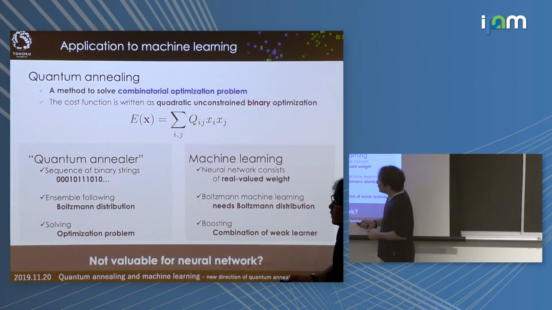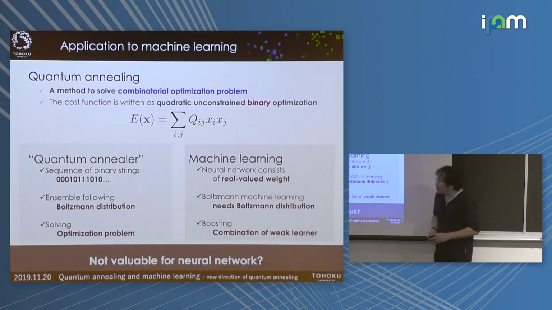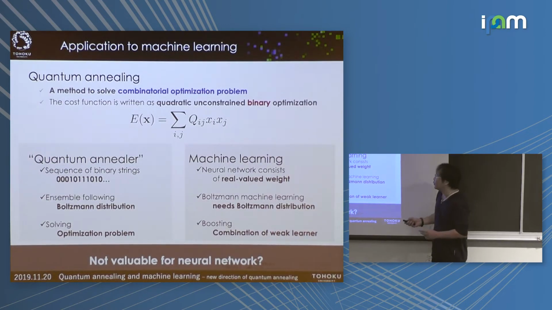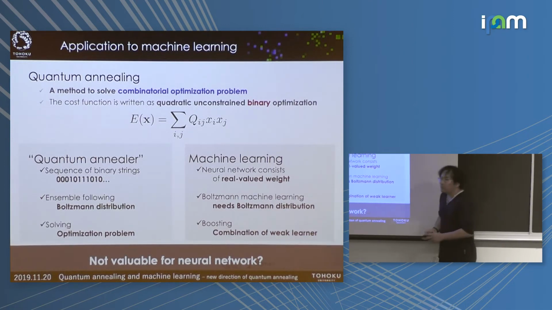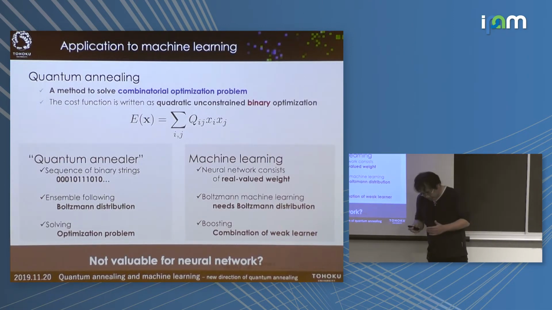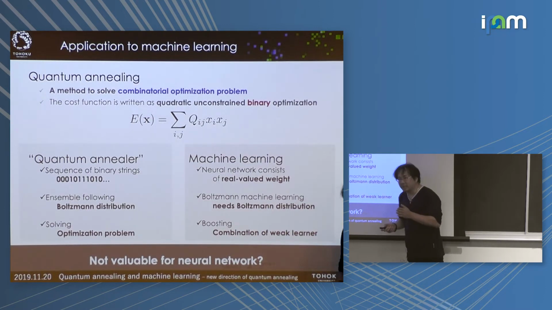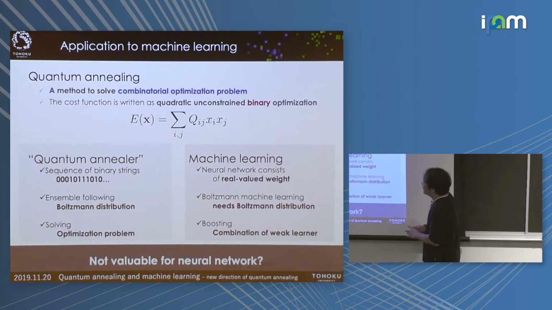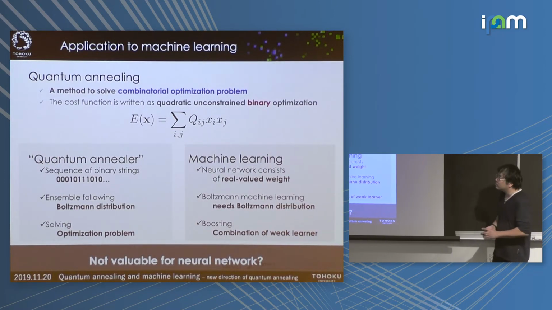The ensemble is considered to follow Boltzmann distributions. Therefore, this quantum annealer is an accelerator for Boltzmann machine learning. The original motivation of quantum annealing is solving optimization problems.